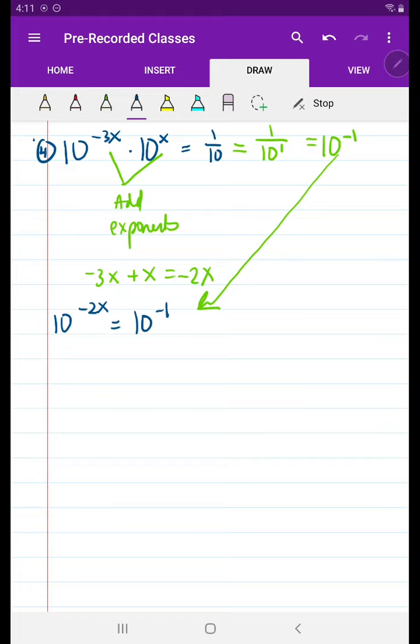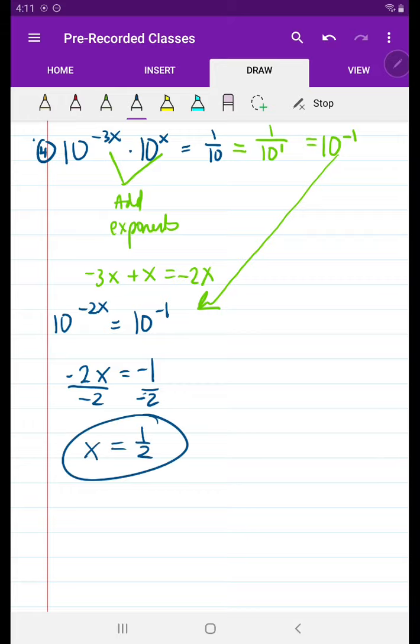And so what I have going on now is I have the same base on either side of the equation, and so I can drop my bases and write an equation with just my exponents. So that gives me negative 2x equals negative 1. And I'll divide both sides by negative 2, so then x is a positive 1/2.